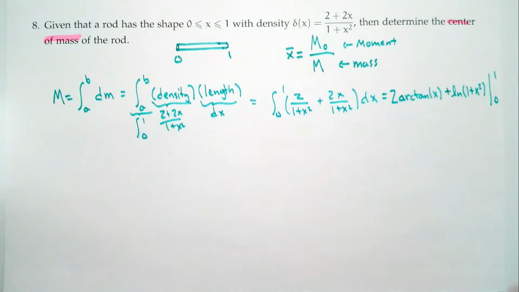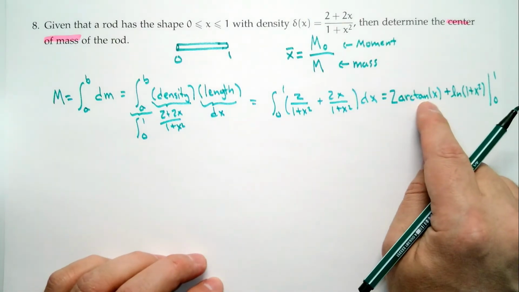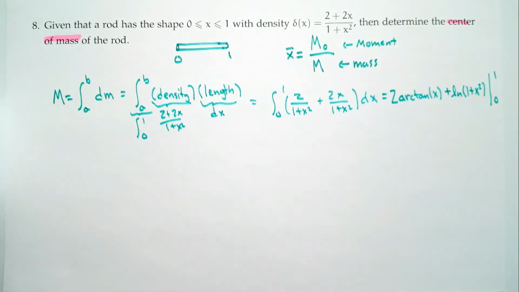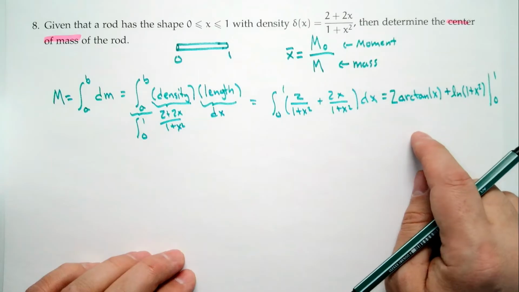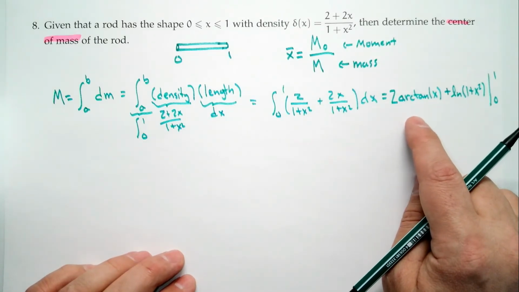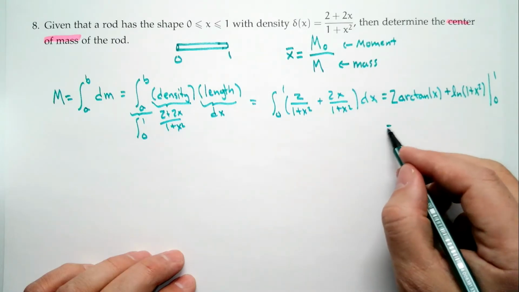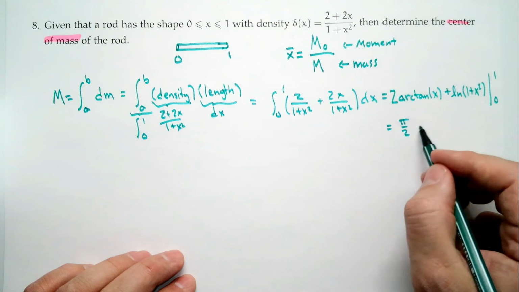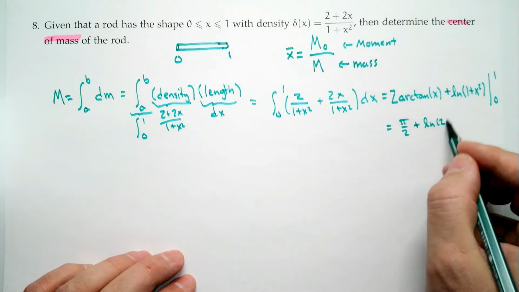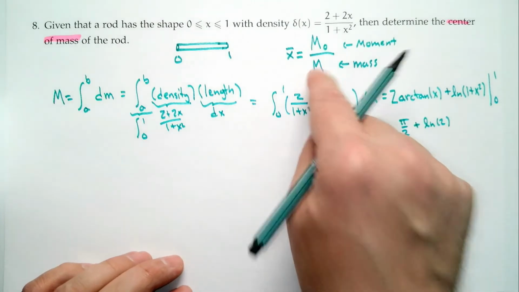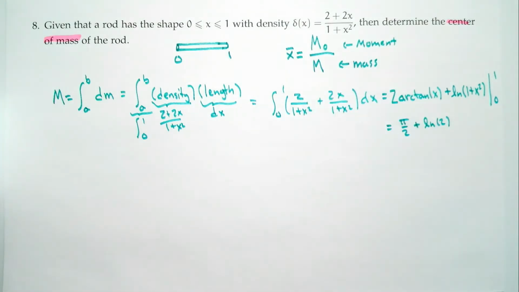The nice thing is when we plug in 0, arctangent of 0 is 0 and natural log of 1 is 0, so we just need to plug in 1. Arctangent of 1 is pi over 4, and double that is pi over 2. So we get pi over 2, plus natural log of 1 plus 1, which is natural log of 2. That's our mass.